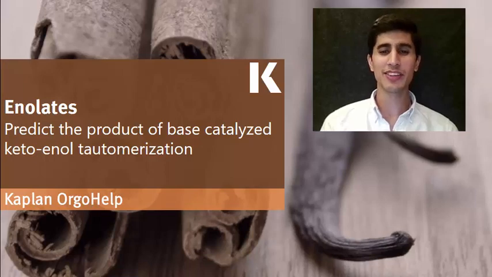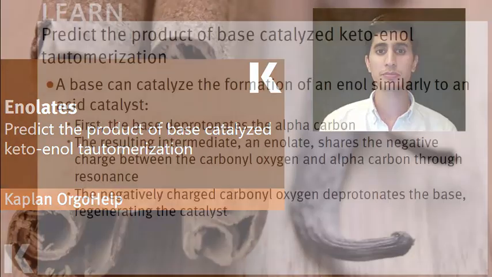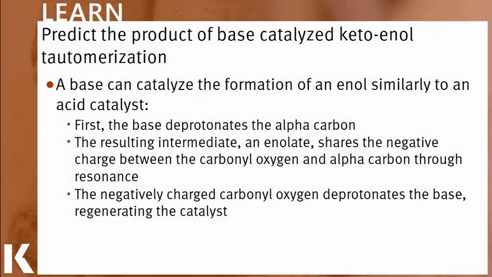Hi, my name is Tamir Desai, and in this video I'm going to teach you how to predict the product of a base-catalyzed keto-enol tautomerization. Keto-enol tautomerization requires a catalyst to speed the reaction up. The catalyst can be an acid or a base, and the mechanisms of both are similar.